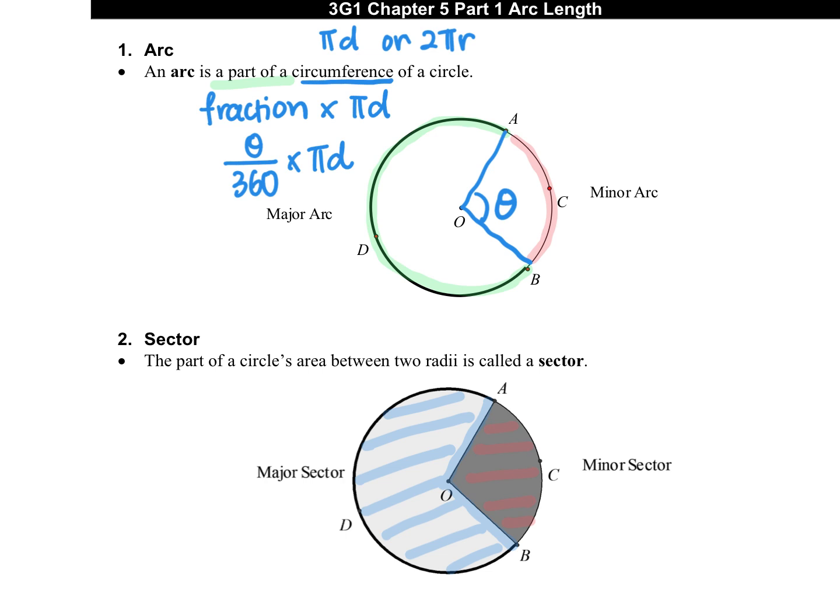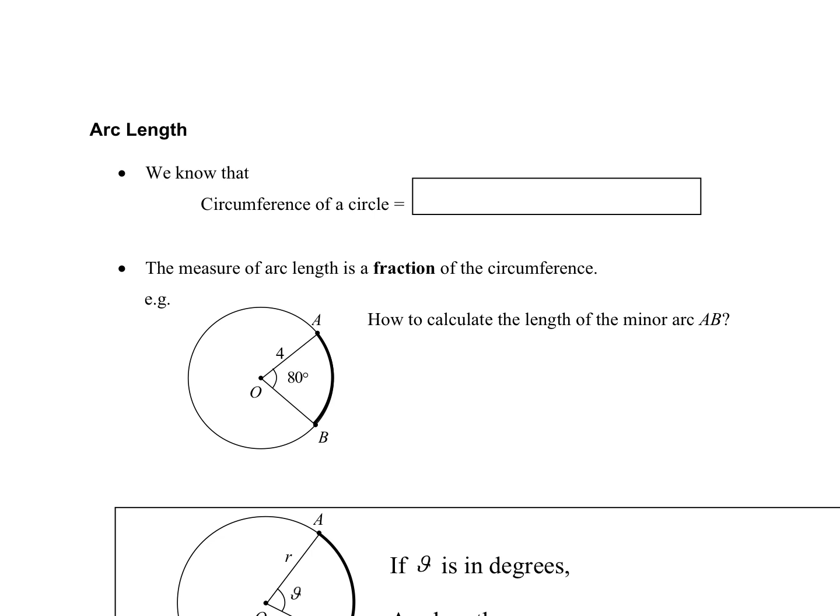Now, if that's the case, let's continue to find the formula and practice a few more questions. So how do we find arc length? Before we find arc length, we know that one full circle on the circumference of a circle can be given by the formula pi d, or some of you prefer 2 pi r. They give you the same value. So how do we actually calculate the arc length?